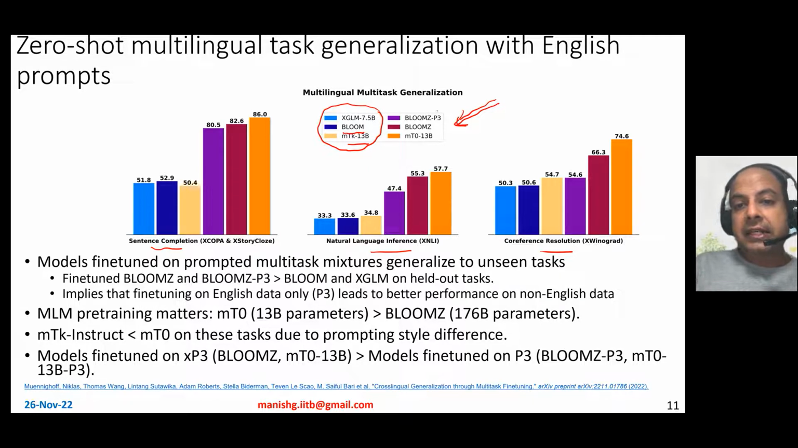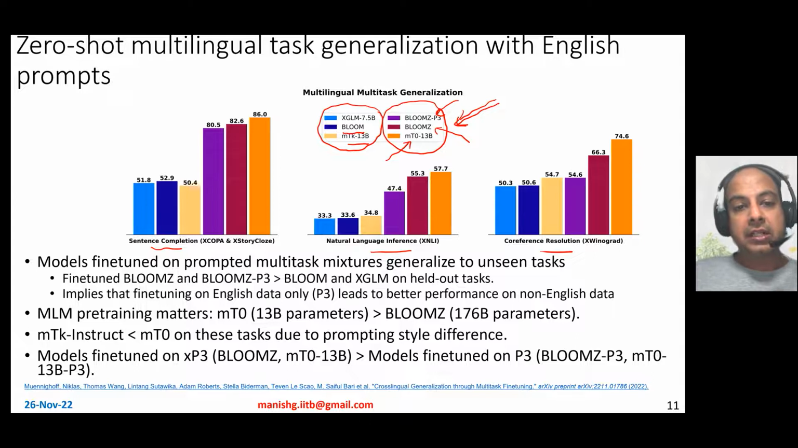And then what are these? These are BLOOMZ P3. Remember, trained on English data sets, English prompts. BLOOMZ model, which is English prompts but multilingual data sets. And then MT0 13 billion, again English prompts but multilingual data sets.